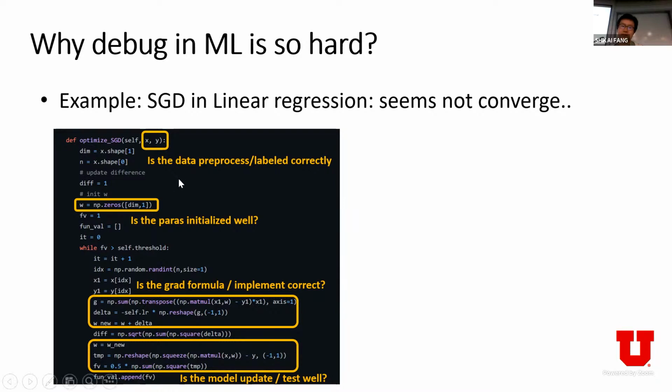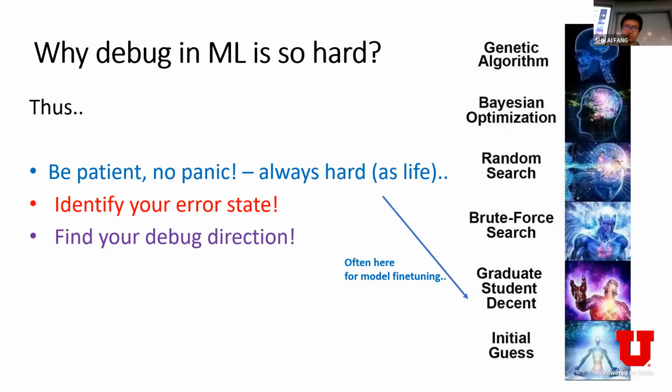And after checking your data and your initial parameters, you check whether the gradient update formula is implemented correctly, whether your model update is going well, and whether, at last, your test process for your trained model is right as well. So here is just a very simple case: if you have SGD with linear regression and it doesn't converge, how to check each step following the four dimensions I have been talking about.